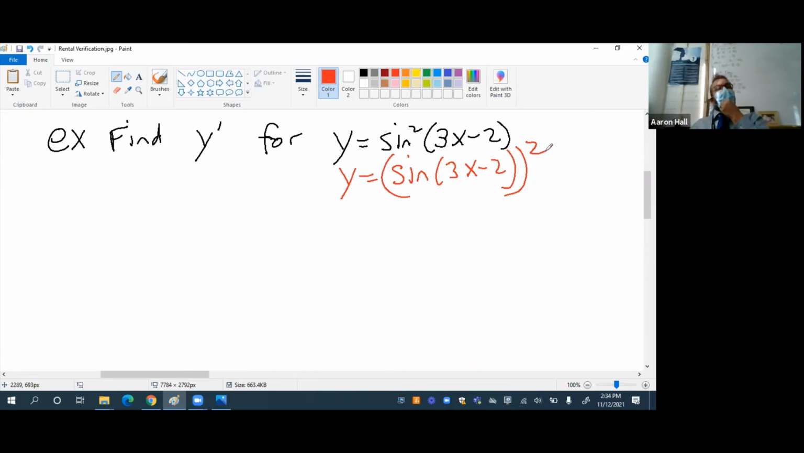So what's the outermost function? It's u squared. What's the inside function? Sine of, I don't know, q. What's the inside function? 3x minus 2, yep. So we have to do the chain rule twice.